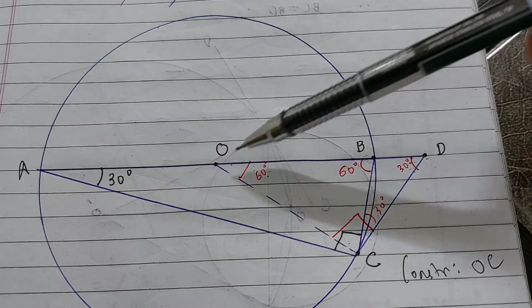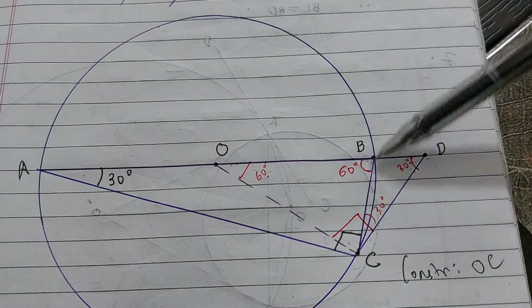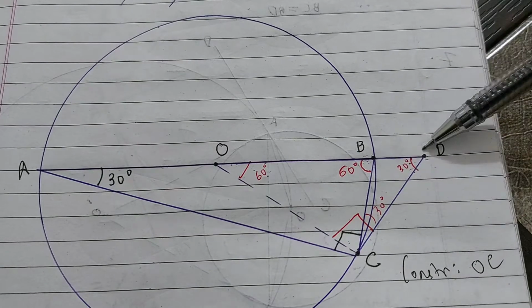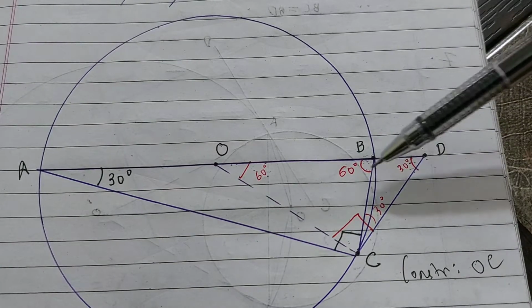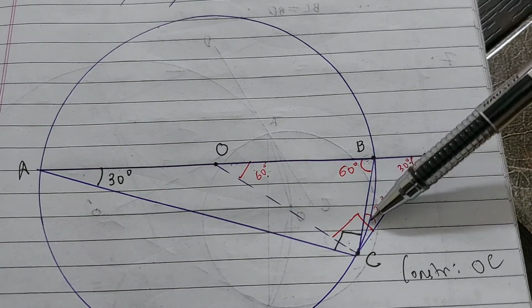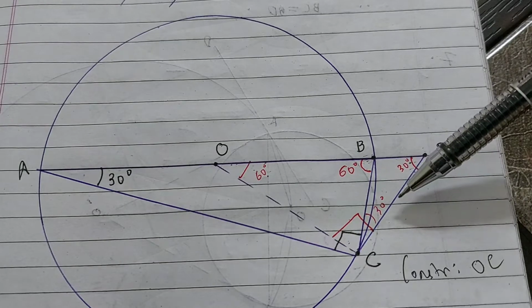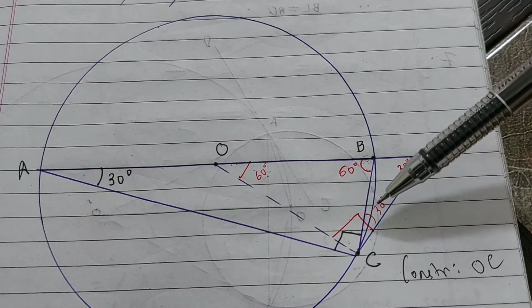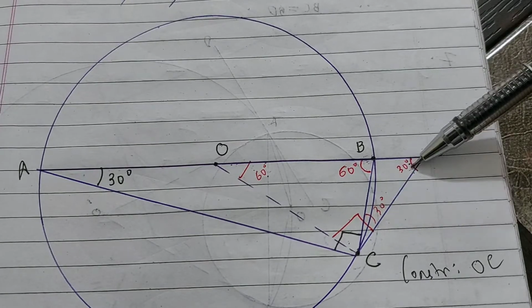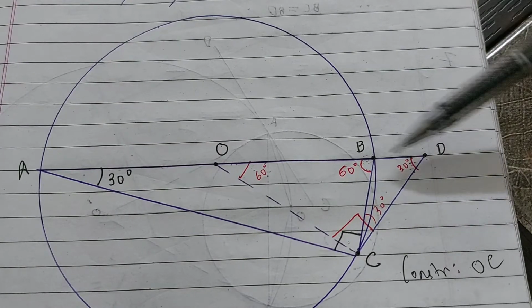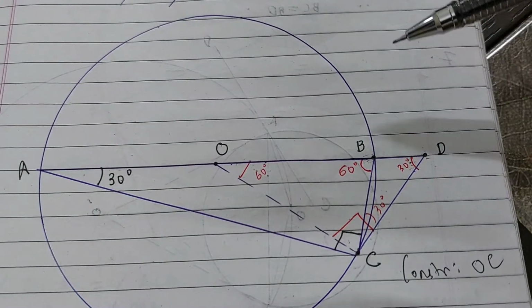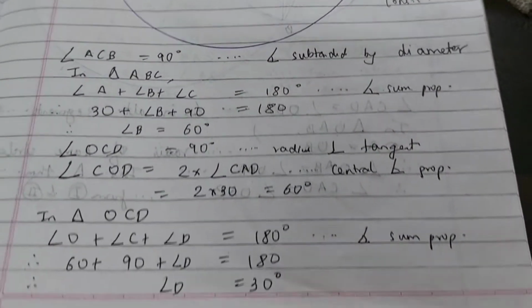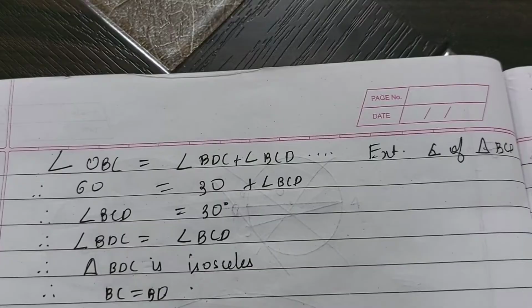Next, angle OBC is an exterior angle for triangle CBD. So it will be equal to the sum of the interior angles, that is angle C and angle D. So if this is 60 and this is 30, automatically this is 30. And once we prove that these two angles are equal, it follows that BC equal to BD, isosceles triangle theorem. So here are the steps. The reasons, right? All the reasons.